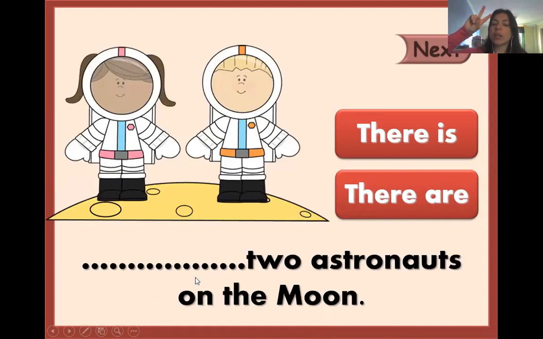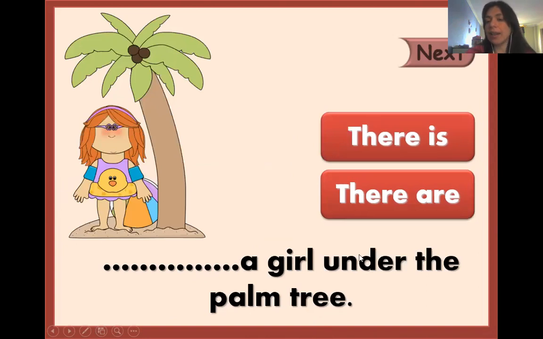Two astronauts on the moon. Which option? There are 2 astronauts on the moon. Because we have two astronauts on the moon. There are. Very good. Good work. A girl under the palm tree. There is a girl. A girl under the palm tree. There is a girl under the palm tree. Hay una chica bajo el árbol de palma. ¿Sí? Entonces there is, because it's only one girl.